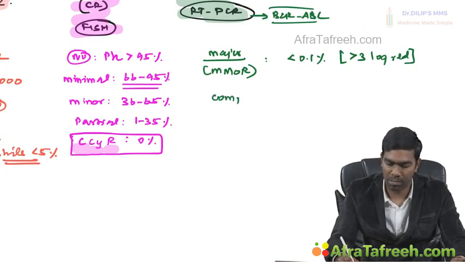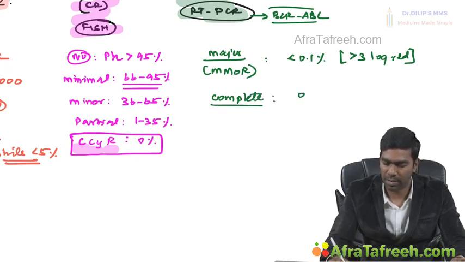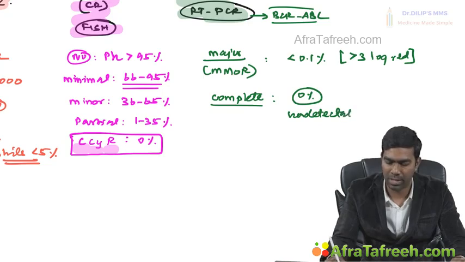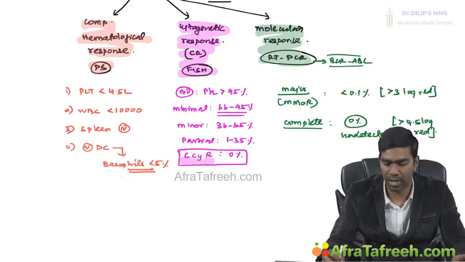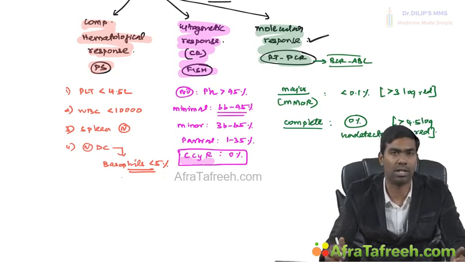Then you have a complete molecular response. If you ask me, in a complete molecular response it will be completely 0% BCR-ABL transcripts, which means completely undetectable BCR-ABL transcripts, or at least a more than 4.5 log reduction of BCR-ABL transcripts compared to the baseline. So these are the definitions. I don't know how much they will be asking, but I really feel this is really important to know. These are something very basic in CML treatment and hematology, one of the landmarks and milestones in CML.